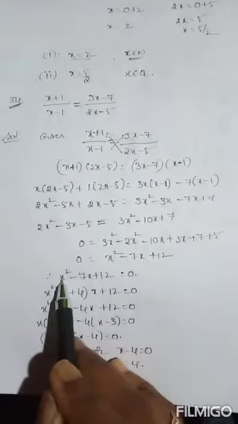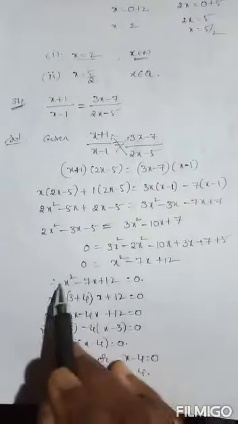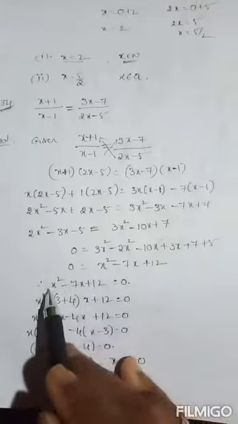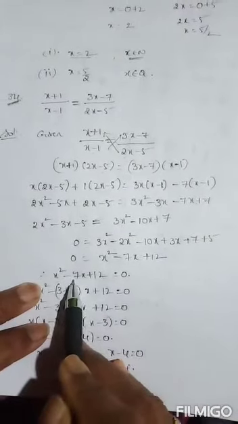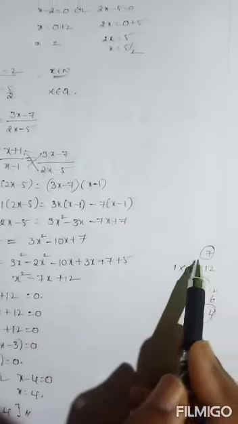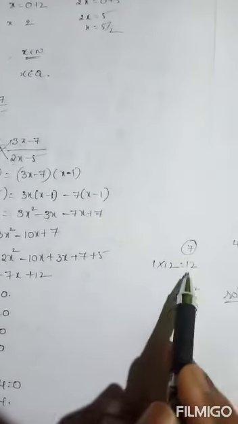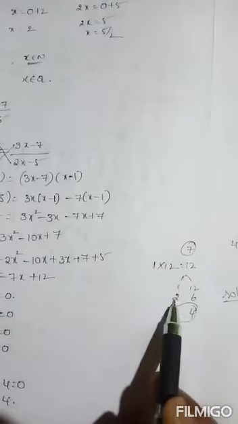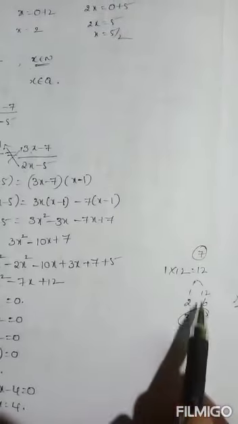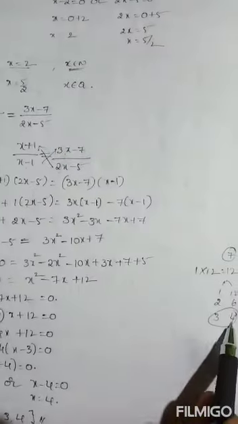Then x square, again if you follow the splitting method, 1 and 12 is the product and the middle term coefficient is 7. From the factors, from which pair you will get 7, that pair we have to select. 1 12, 2 6, 3 4. Then 3 4 gives 7. Then this pair is selected here.